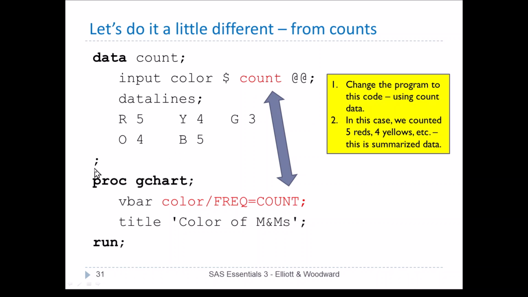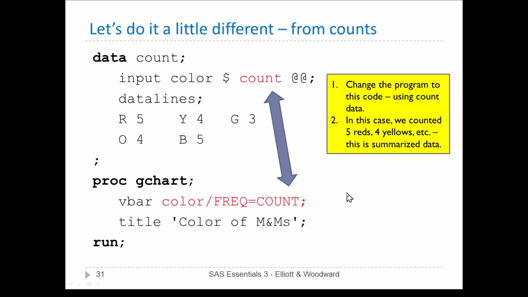After we end it with a semicolon, we're going to do PROC GCHART again, VBAR color, but this time we have to add something new. This slash says, I'm going to give you some extra information. This information is that the variable count is the frequency. So in other words, that means there's 5 R's. It's telling you that the count means however many there are of color. So it reads color, count, and the count is the frequency.